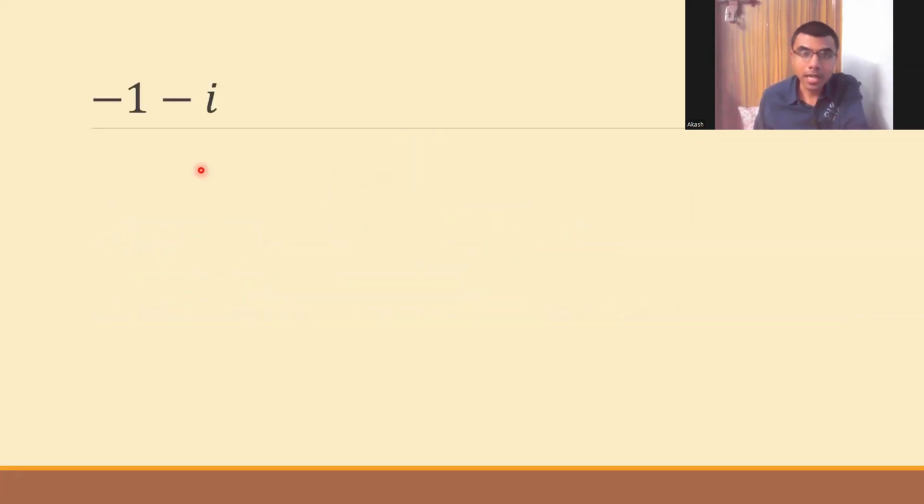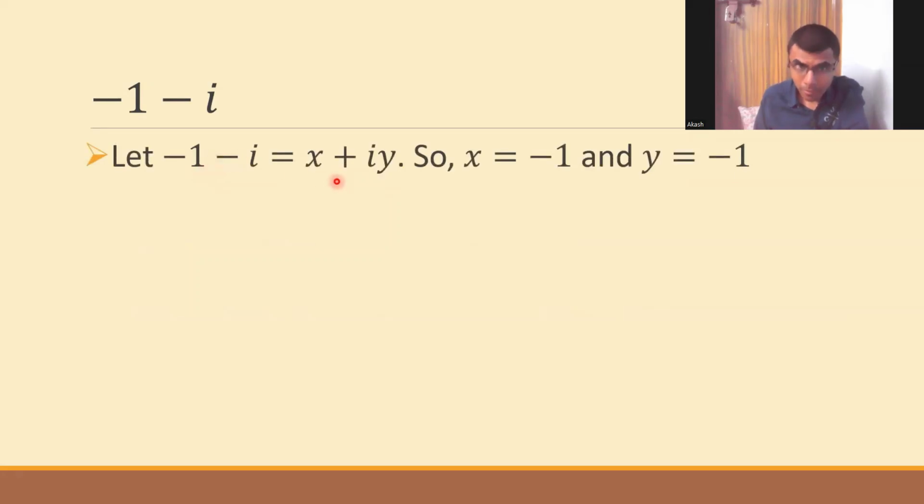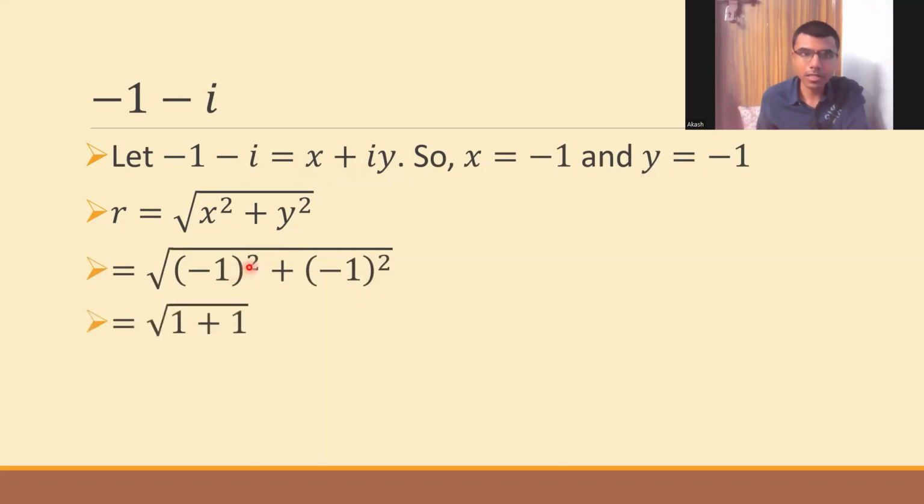I'm going to take this complex number as x plus i y. So x would be -1 and beside i I have y. So basically x is -1 and y is -1. All good. Next, r is nothing but under root of x square plus y square. I'm not going to go into details. So yes, substituting, -1 whole square is 1, -1 whole square is 1, under root of 1 plus 1, so under root of 2. That's what my r is.